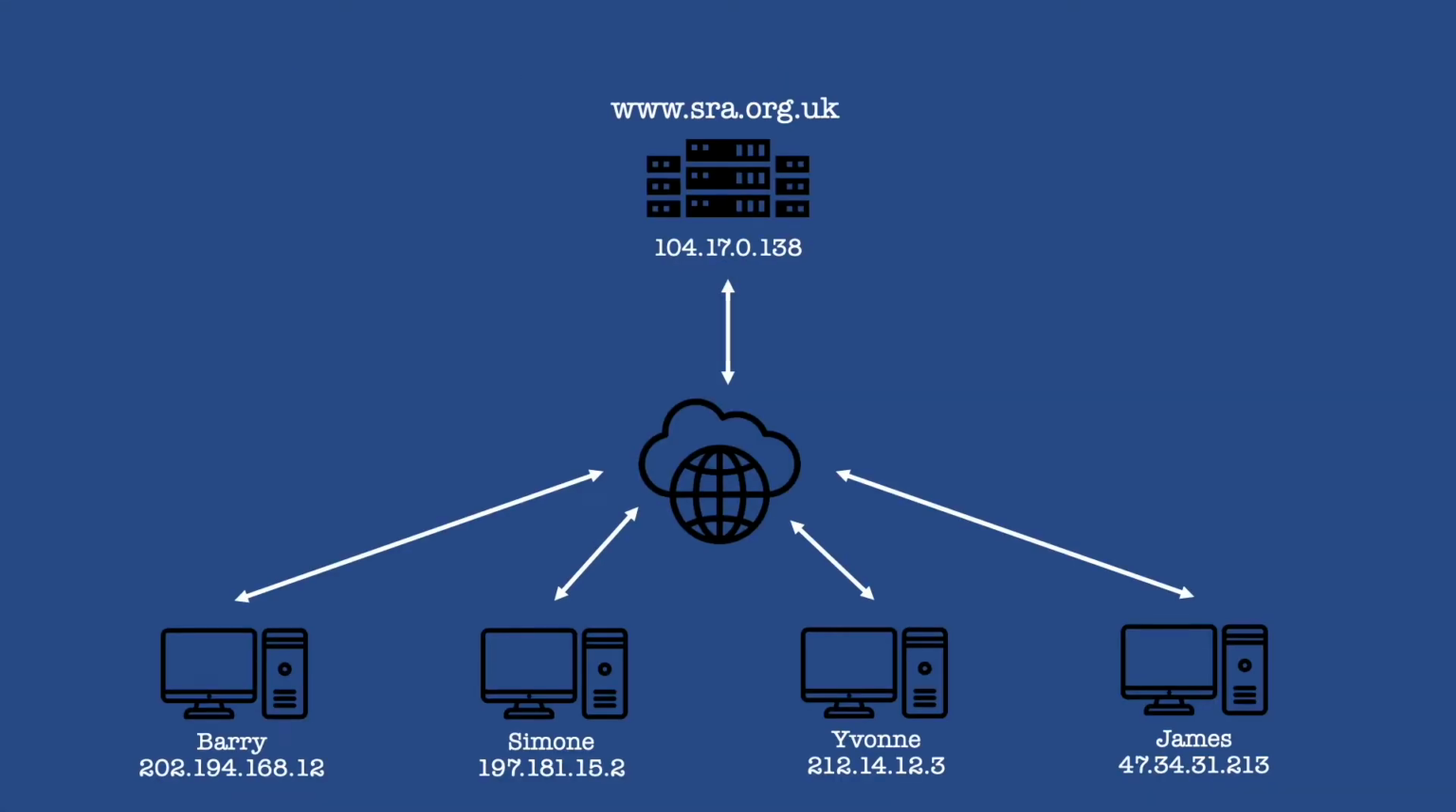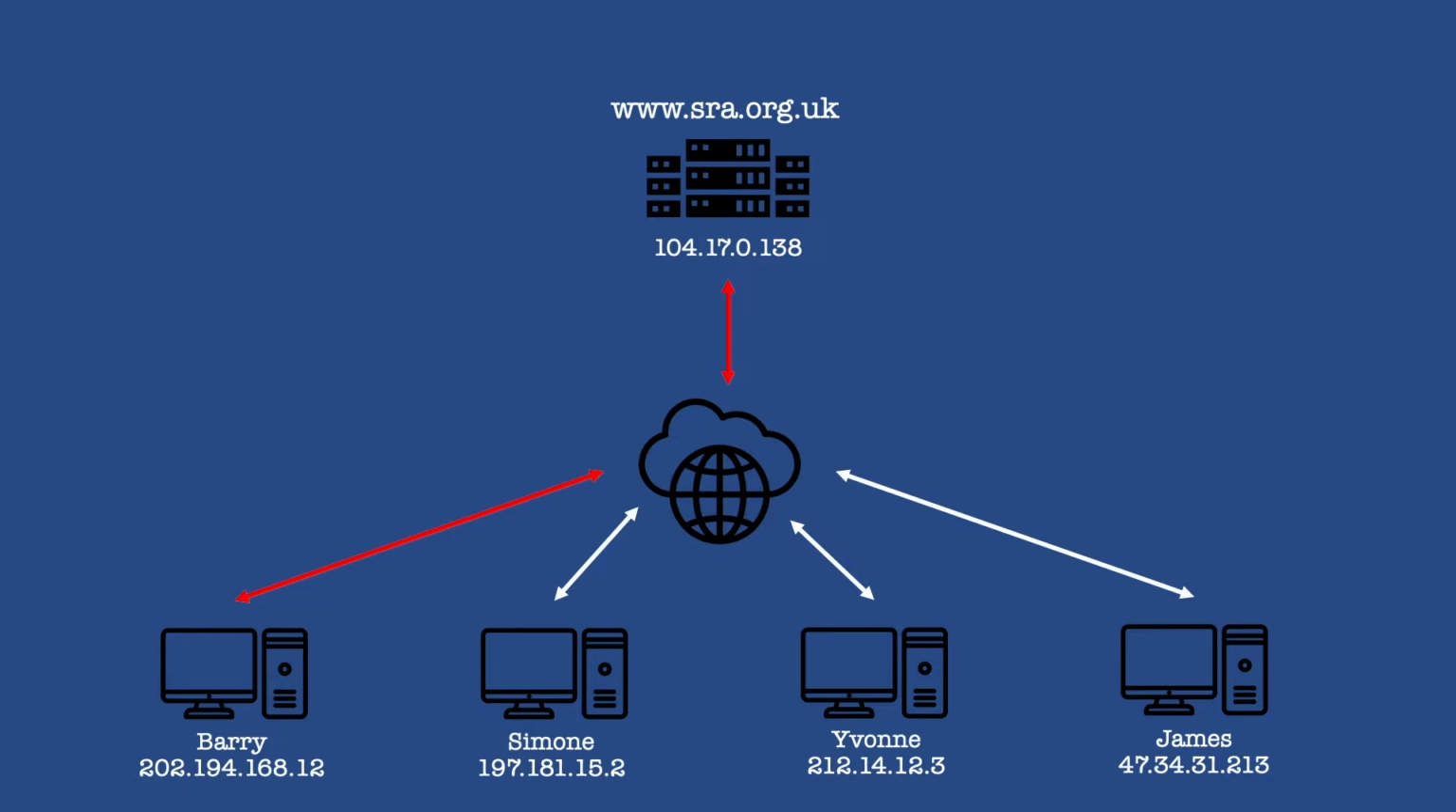For example, here we have 4 people's computers that are connected directly to the internet. Barry decides to go to the Solicitors Regulation Authority website to look up a practice note. He enters www.sra.org.uk into his web browser, and the browser uses protocols that are built into the computer to request the IP address of the SRA's website, returning 104.17.0.138. His computer requests the SRA website from that IP address.